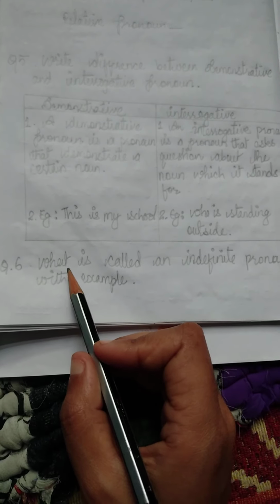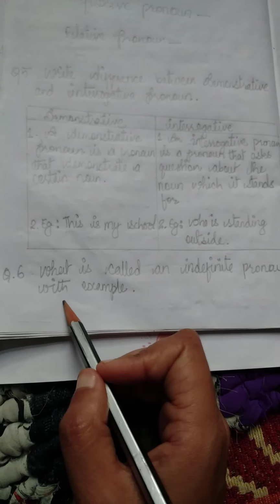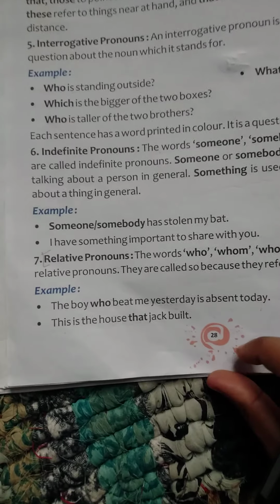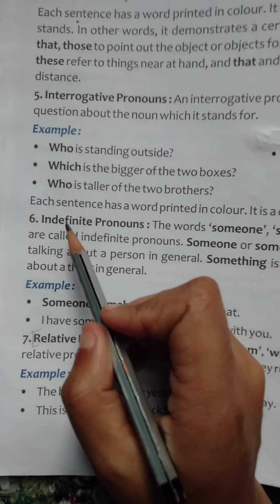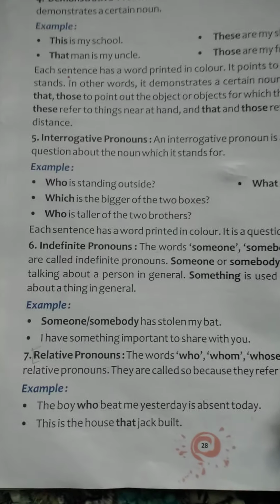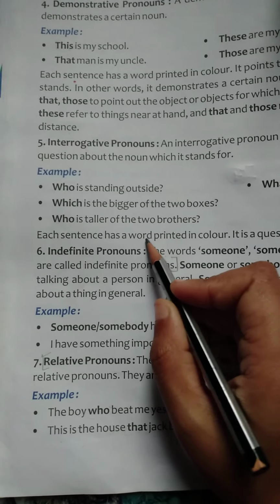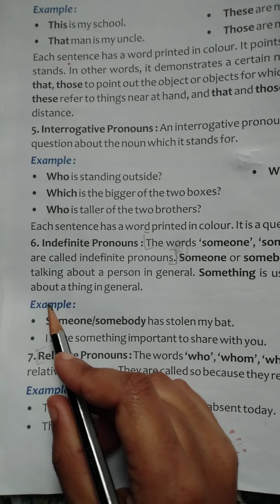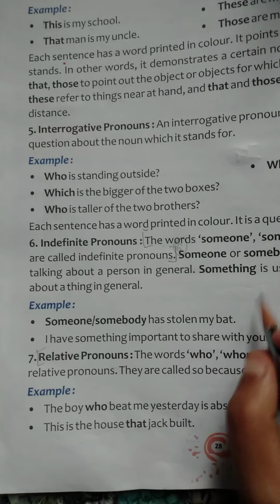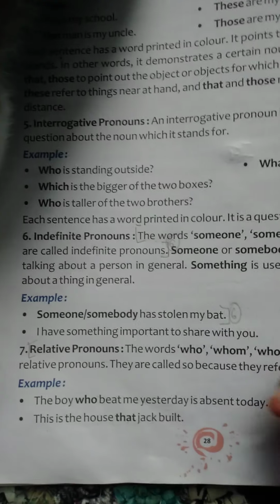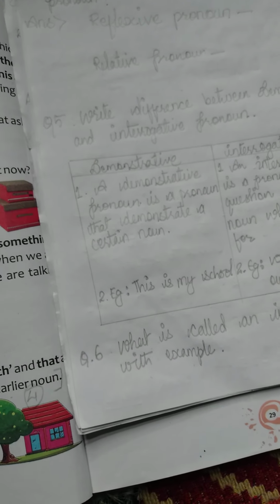Now, last question, question number 6. Question number 6 is, what is called an indefinite pronoun with example? So, just go through it. Page number 28 is there only. Indefinite pronoun. The words someone, somebody, and something are called indefinite pronoun. Till up to here. Okay. And write down, this is answer number 6. And write the example: someone, somebody has stolen my bat. Okay, write down this example also. Understood? So, till up to here, we'll continue in our next class.